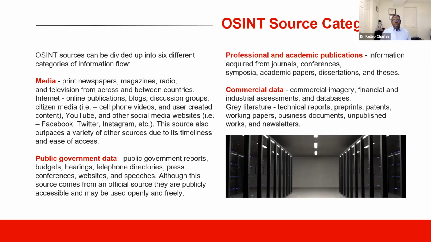You also have public government data. When we talk about public government data, we're talking about public government reports, hearings, telephone directories, press conferences, and speeches. That type of information can provide insight and guidance into an OSINT investigation. When we talk about professional and academic publications, we're talking about peer-reviewed journals, conferences, symposiums, dissertations, and theses. Those, again, provide a lot of information that helps target a particular mission within the OSINT environment.